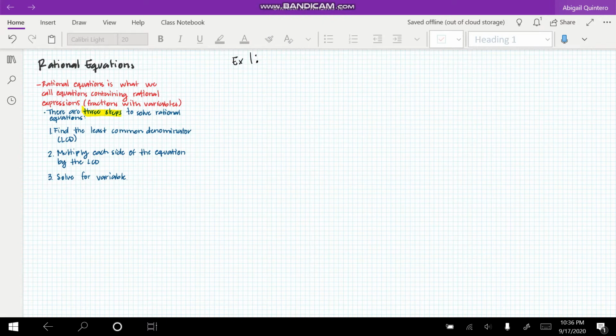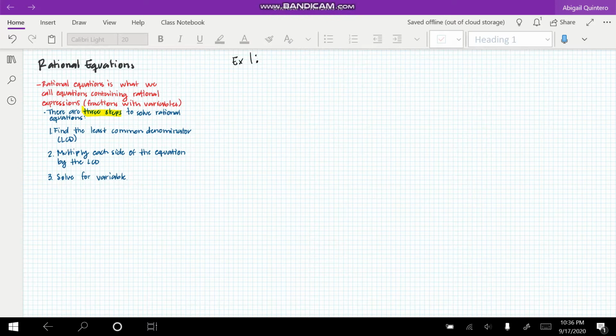And there are 3 steps that we need to follow in order to be able to solve rational equations. The first step is to find the least common denominator, also known as the LCD. This is basically the number that we want to convert all the denominators into. So what do I mean by that?